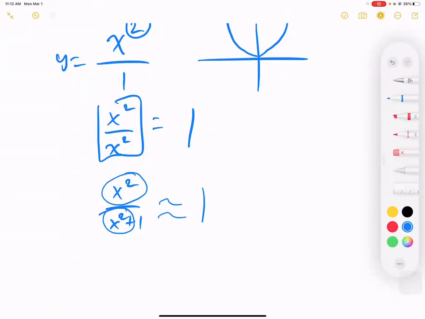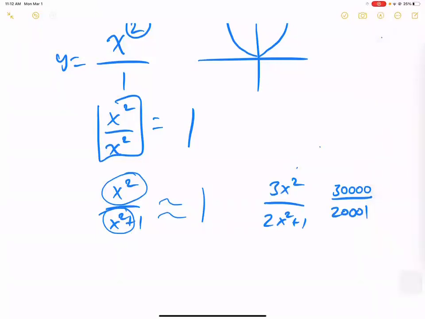Wouldn't it? What if I wrote 3x squared over 2x squared plus 1? Sure, they don't cancel out. But if x was big enough, as I mentioned before, if x was like, say, 100, this would be 30,000 divided by 20,001. Isn't that kind of close to 3 over 2? And the idea is as x gets bigger, we are going to get trapped at 3 over 2.